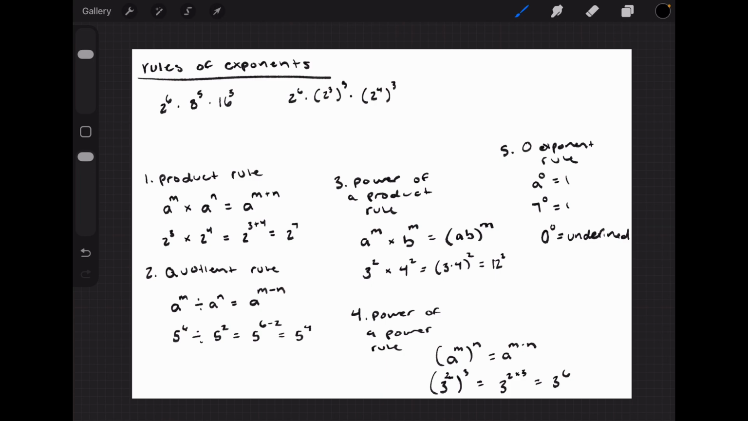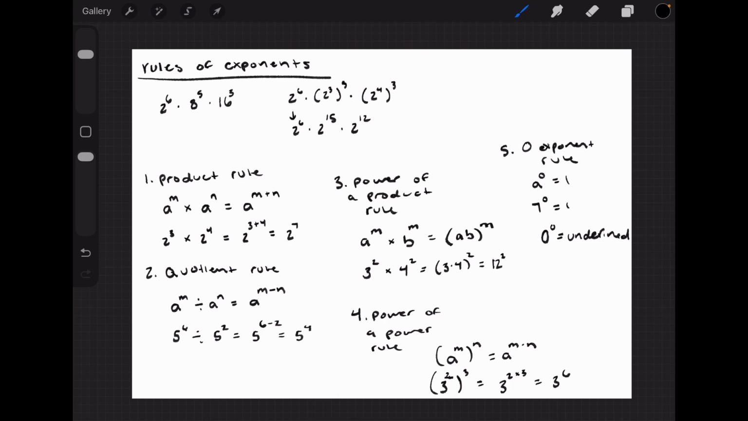Now, what we've learned from the power of a power rule, you would multiply these two numbers right here. So again, we're going to just drop the 2 to the 6th. And then we would have 2 to the 15th because you're multiplying these two numbers like we learned before. And then you'll have 2 to the 12th because again, we're multiplying them.